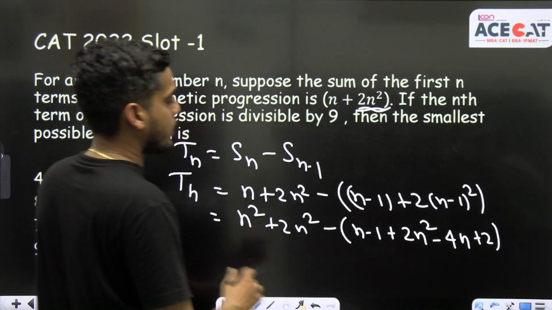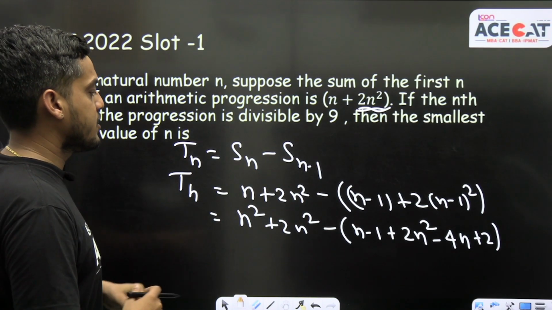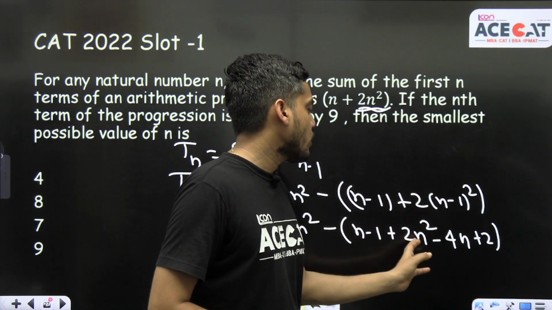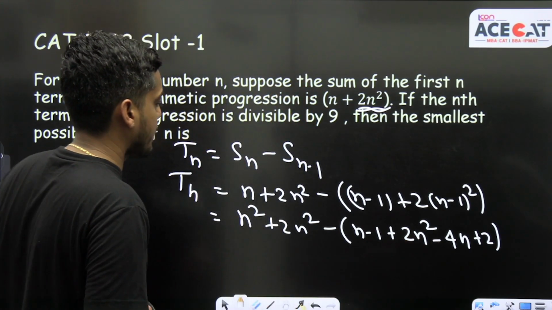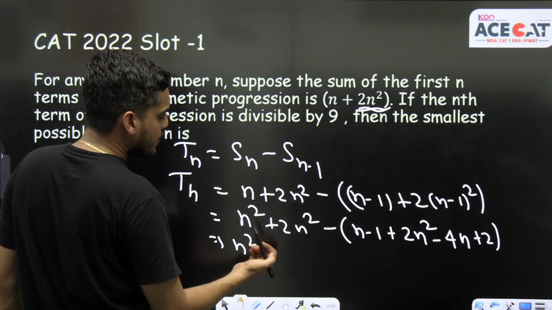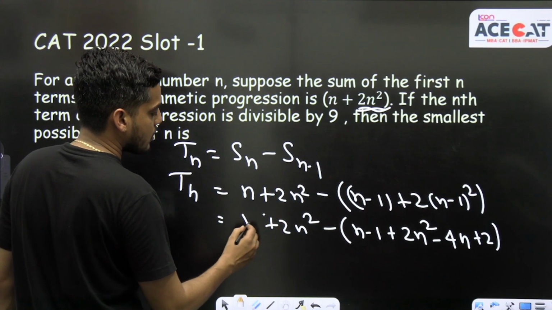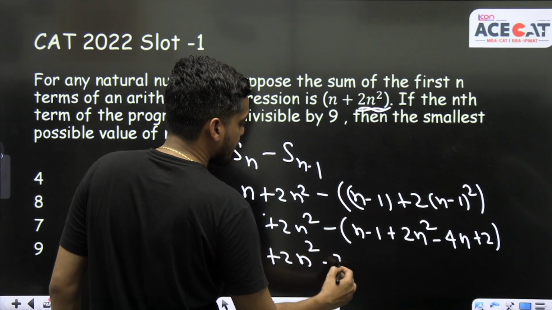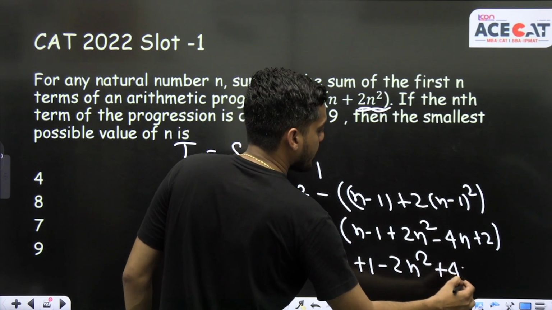I hope it is clear to you, guys. Just check this calculation, guys. N minus 1 plus n minus 1 whole square is n square minus 2n plus 1. So we have just multiplied by 2. Now it's not n square, it is n only. Very good. N plus 2n square, this minus will go inside: minus n plus 1 minus 2n square plus 4n minus 2.